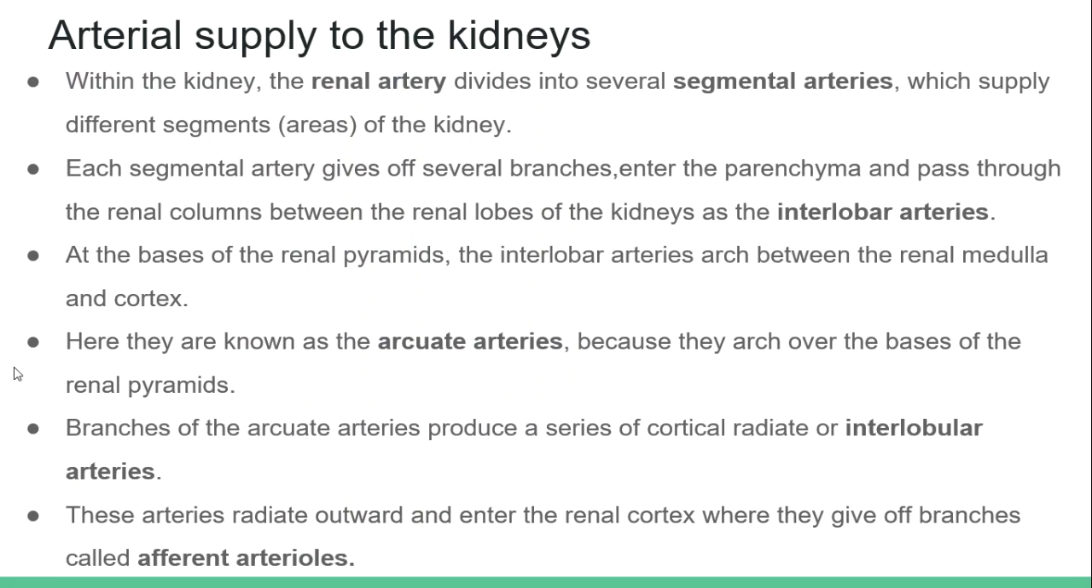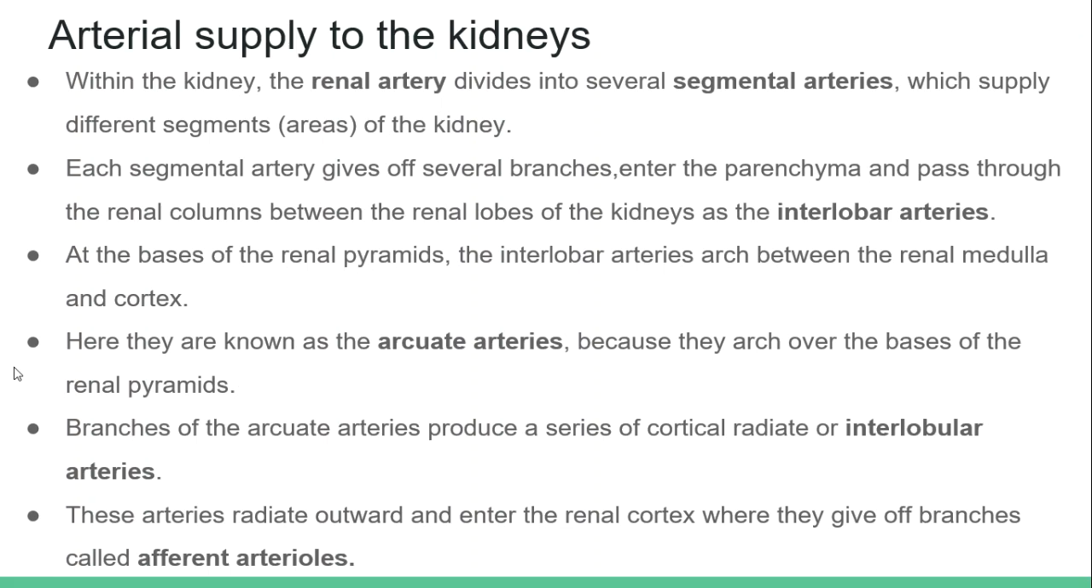Within the kidney, the renal artery divides into several segmental arteries which supply different segments of the kidney. Each segmental artery gives off several branches, which enter the parenchyma and pass through the renal columns between the renal lobes of the kidney as the interlobar arteries. At the bases of the renal pyramids, the interlobar arteries arch between the renal medulla and cortex.